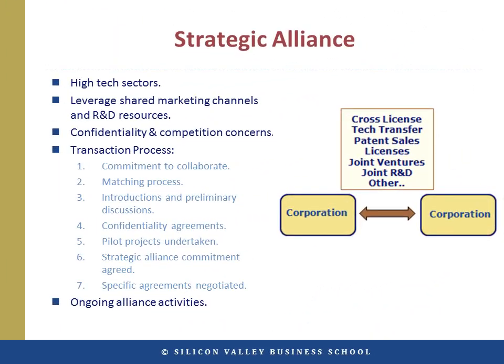A strategic alliance is a collaborative agreement between two companies designed to achieve some strategic goal. Strategic alliances include international licensing agreements, management contracts, and joint ventures. In the technology sector, strategic alliances usually involve a combination of cross-licensing and technology transfers, but they can involve joint development and joint marketing agreements under a complex arrangement.